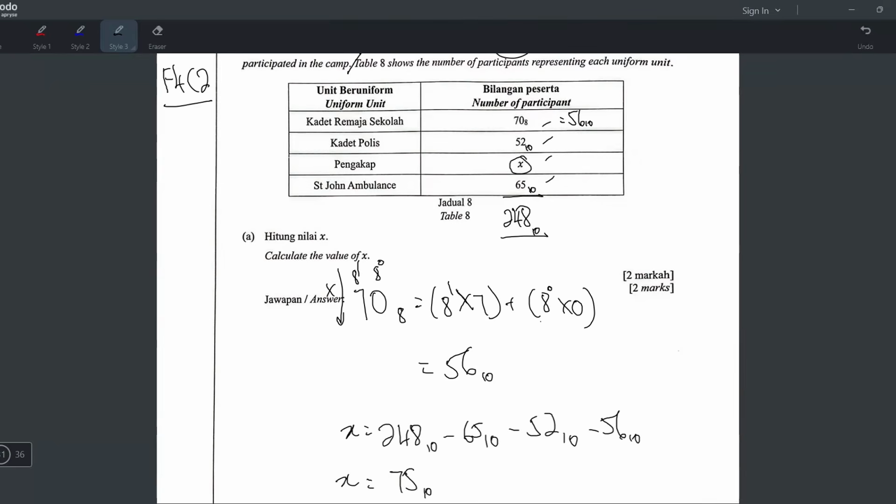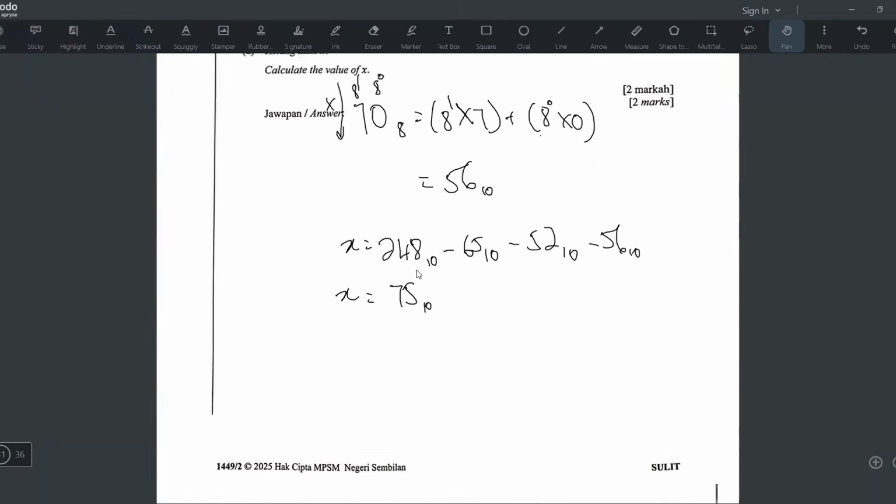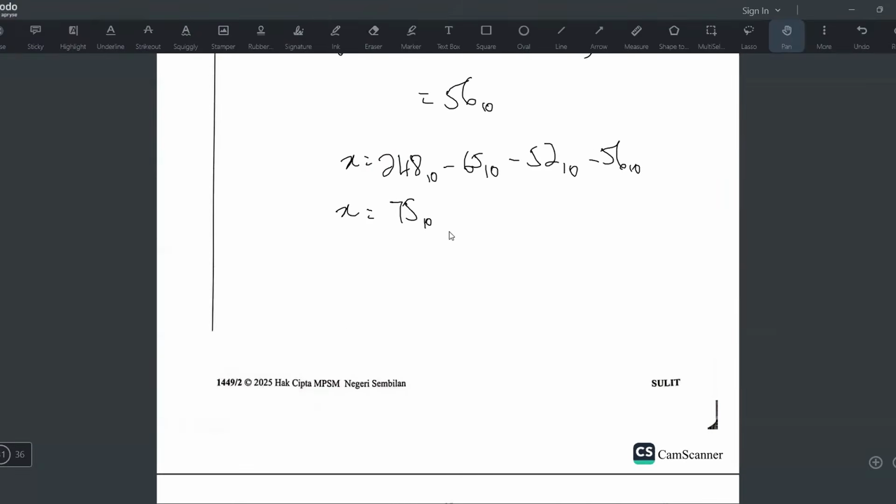And for number based question, I always tell student write the base. Okay, kalau dia soalan asas nombor, write down the base. Okay, sudah siap. And tak ada unit for this. Ini bilangan peserta. So yeah, just write 75 enough.